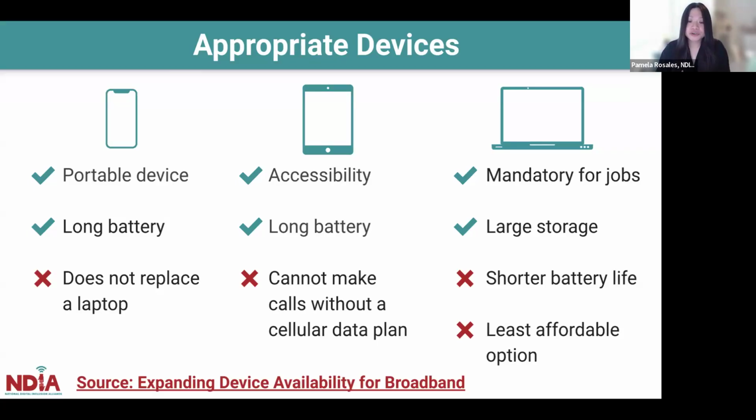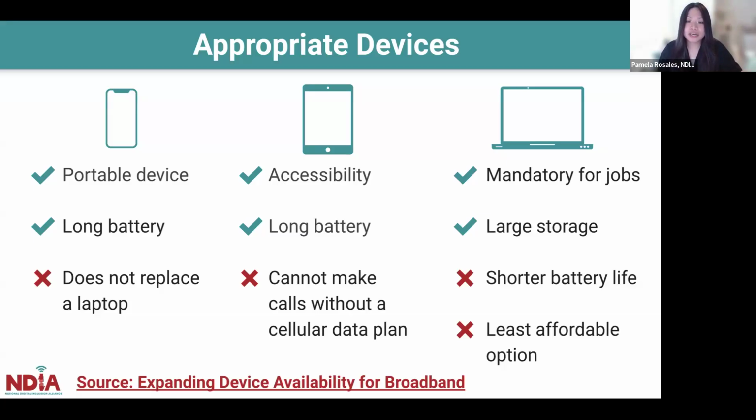Tablets, with that bigger screen, it's nice to have that touch screen, and a keyboard provides more accessibility with that larger display and an easier user interface. It's great for entertainment, like binge watching Netflix. It also has a nice long battery life. However, you can only make calls on it if you also have a cellular plan. Folks might think that they can make a call on a tablet, but you can only if you have that cellular data plan on there. And there are certain apps that won't work for a tablet. So that's also something to consider.